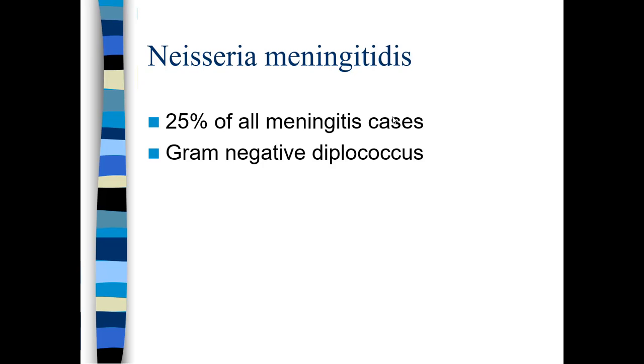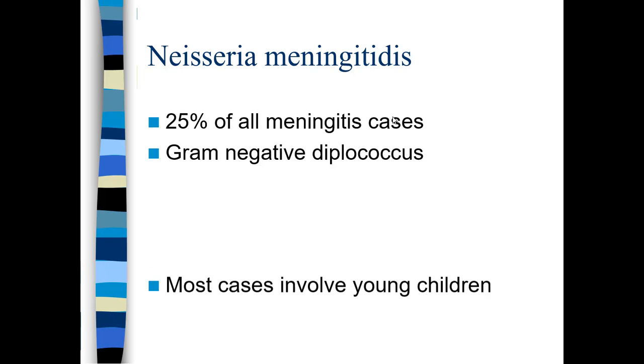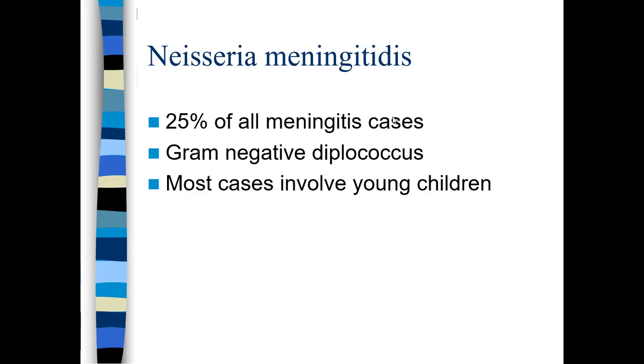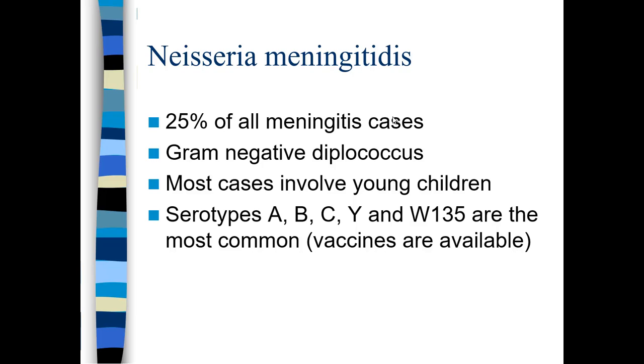One of the bacteria that causes meningitis is Neisseria meningitidis. Okay, it's about 25% of all the meningitis cases. It's a gram-negative diplococcus. And this is most frequently involved in young children. Okay. And the serotypes that are most common are A, B, C, Y, and W135. There's lots of different serotypes. There are vaccines available. A meningococcal vaccine is available for the serotypes that are listed here.